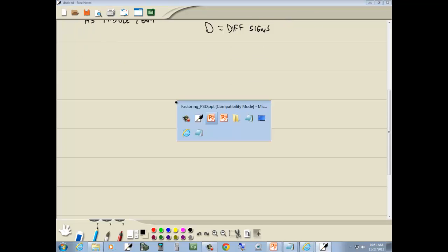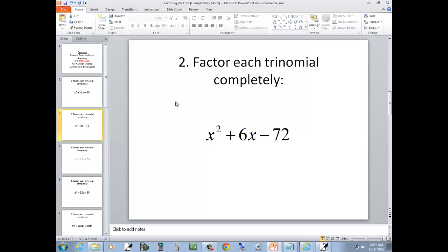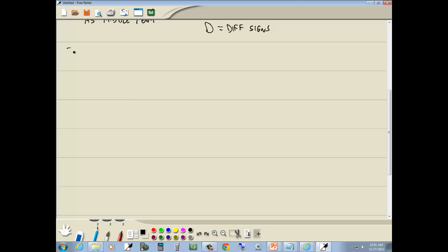Let's look at another example. We got x squared plus 6x minus 72. Now this is the PST method because we got x squared, x, and there's no number in front of our x squared. That's what tells us PST method. Now you don't have to have x's. You can have whatever variable, but it has to be that form.